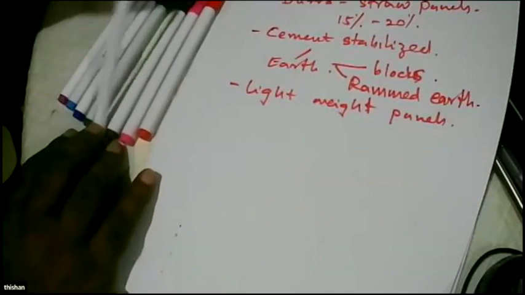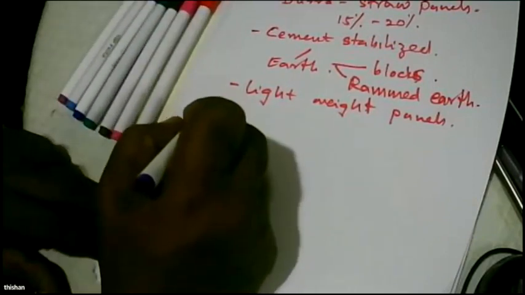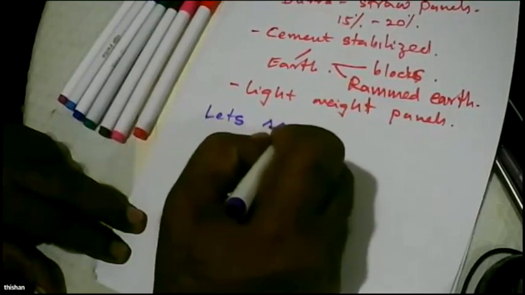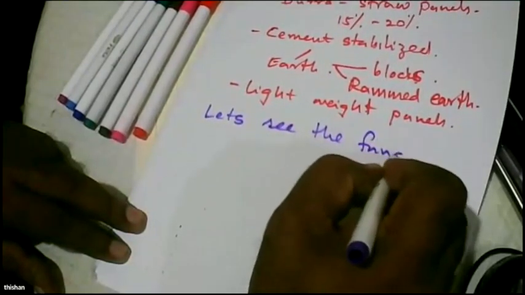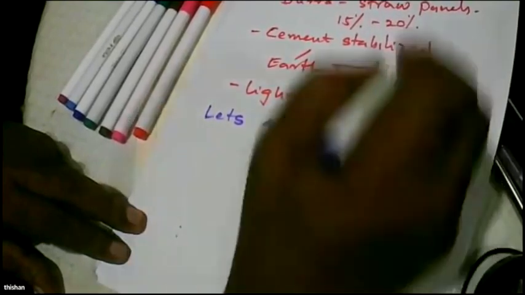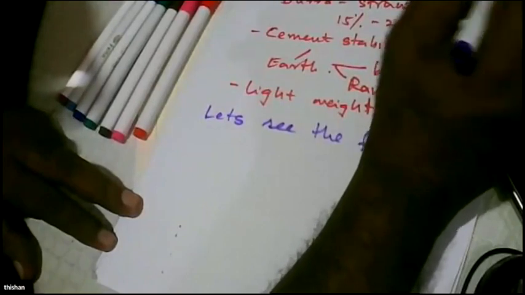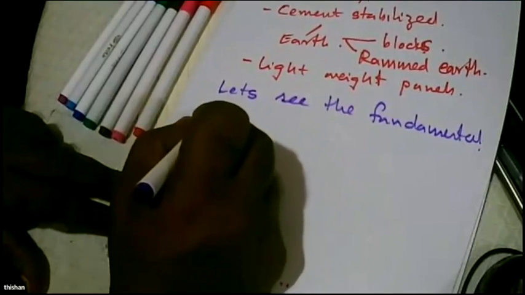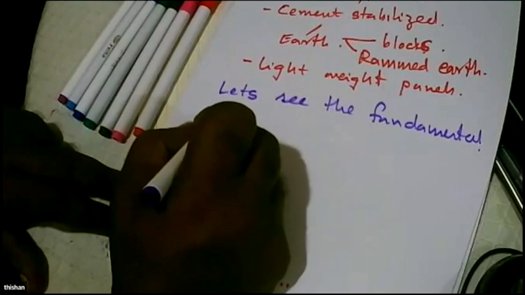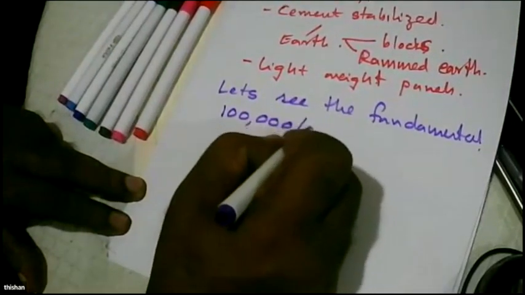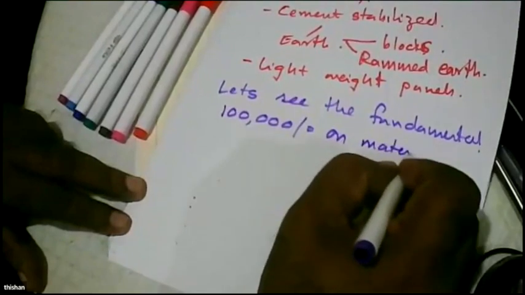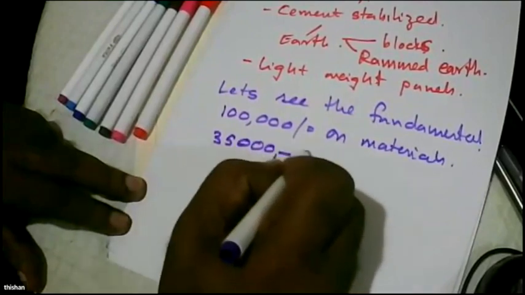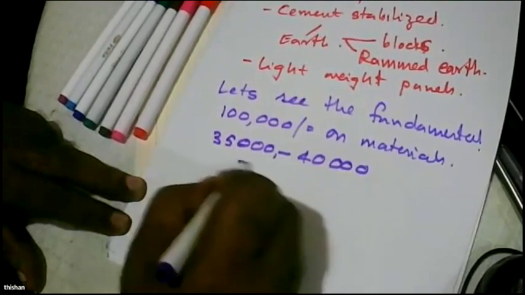So that's the time we thought, what is the way out? What is the way out? And the way out is, let's see the fundamentals. So if you have a problem, first we have to understand the problem. So we try to look at the fundamentals. The reality of Sri Lanka is still, if you spend 100,000 rupees on materials, we need only 35,000 to 40,000 rupees to convert it to a building.